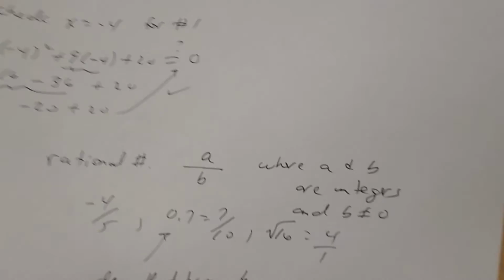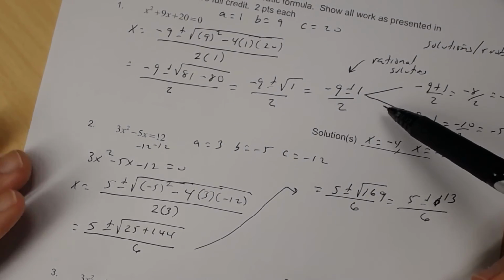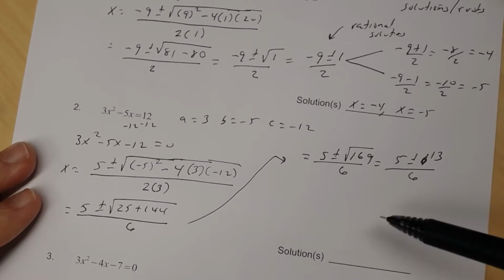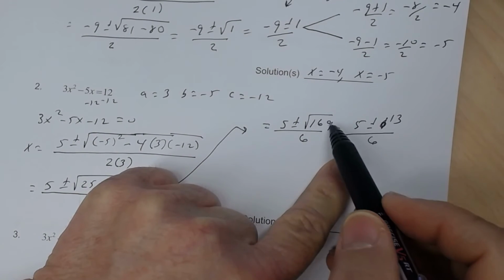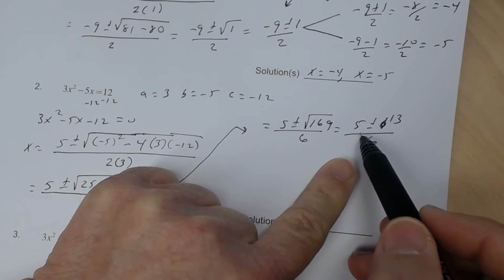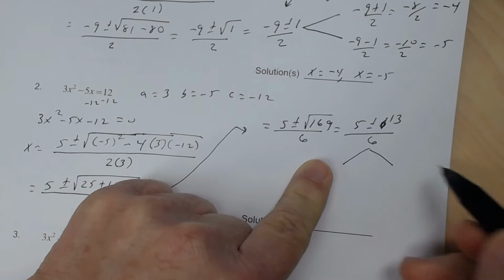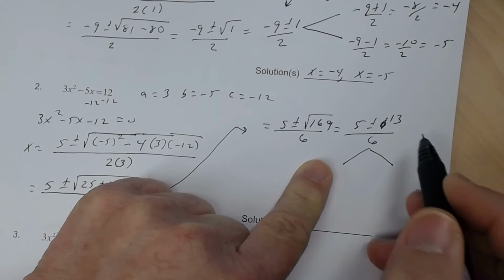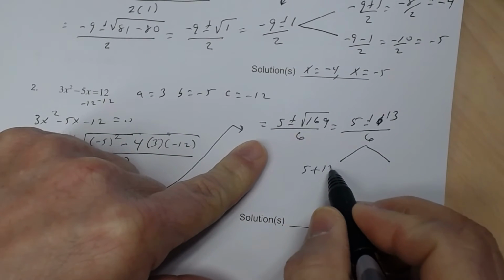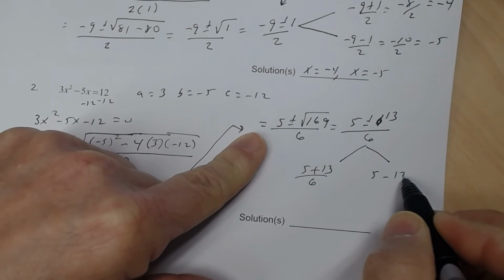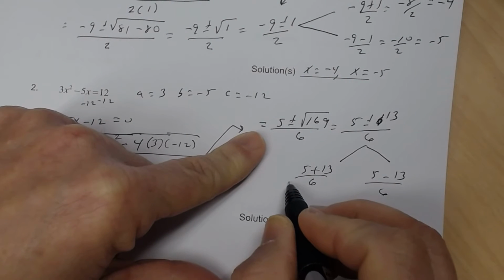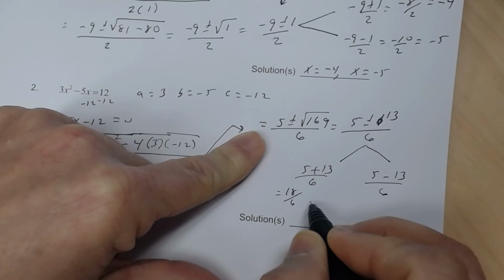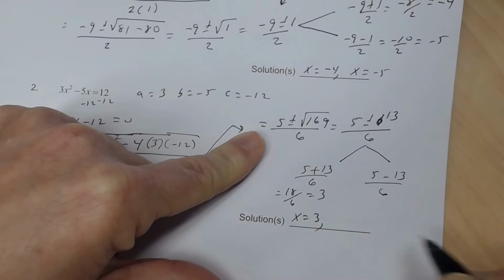So this worksheet, by the way, when we discussed it, all the solutions here are going to be rational solutions. Once you realize that the 169 is a perfect square, then you're going to end up with rational solutions. So that's where we're going to split it apart like this, and figure out what each of those solutions are. So this becomes 5 plus 13 divided by 6, and then 5 minus 13 divided by 6. And so 5 plus 13 is 18 divided by 6, which is equal to 3. So one of my solutions is 3.